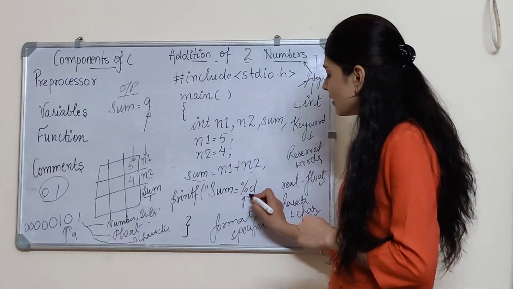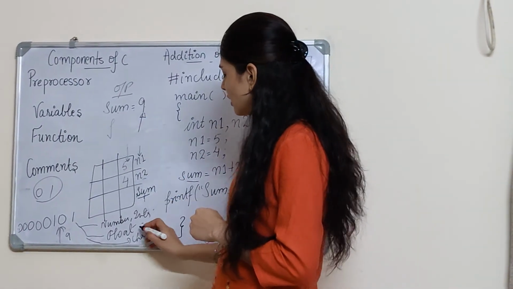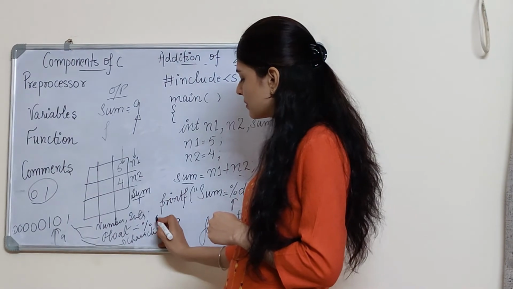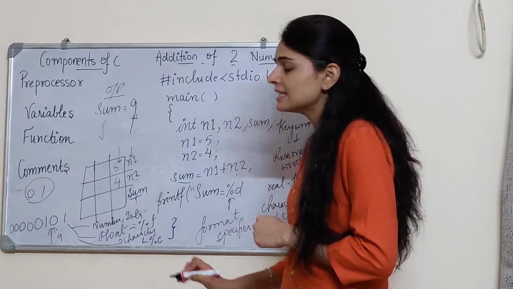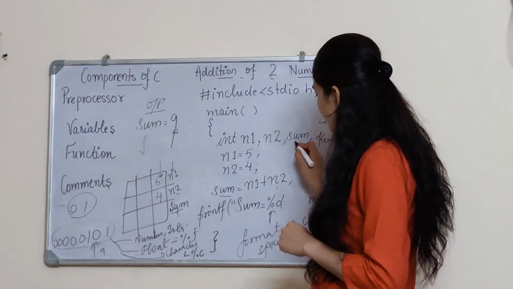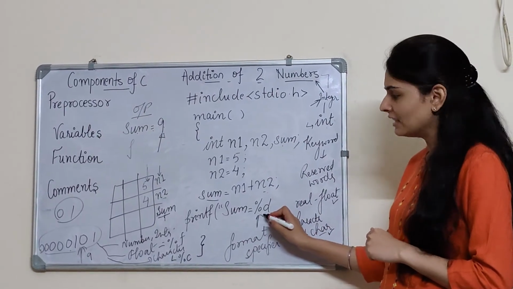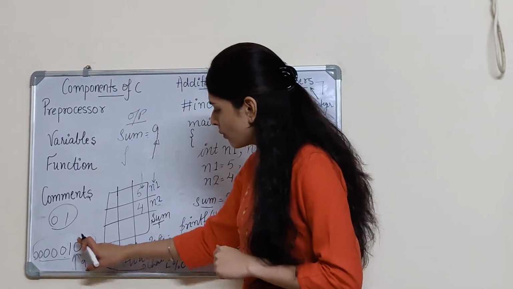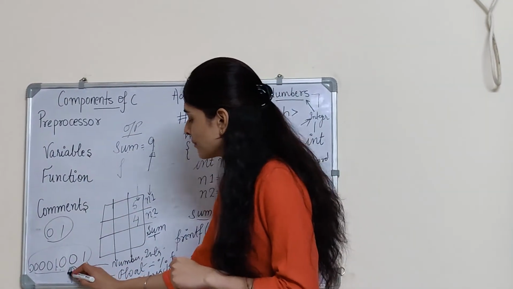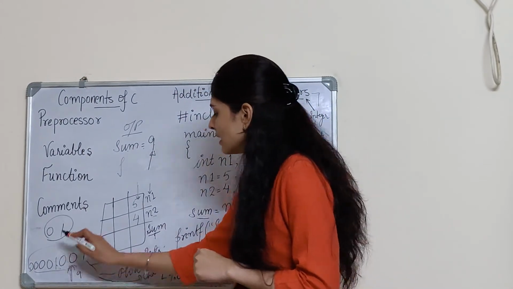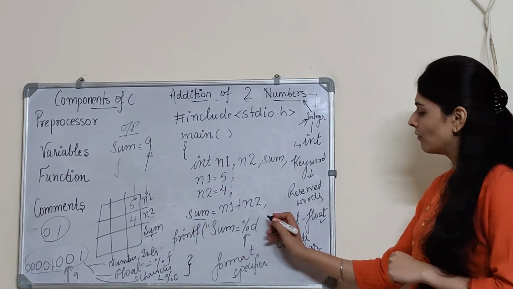For integer, the format specifier is %d. For float, the format specifier is %f. For character, the format specifier is %c. So, since my sum that I have to present is going to be in the form of an integer, this 9, which is the binary representation of 9, will be represented in integer format with this %d over here.